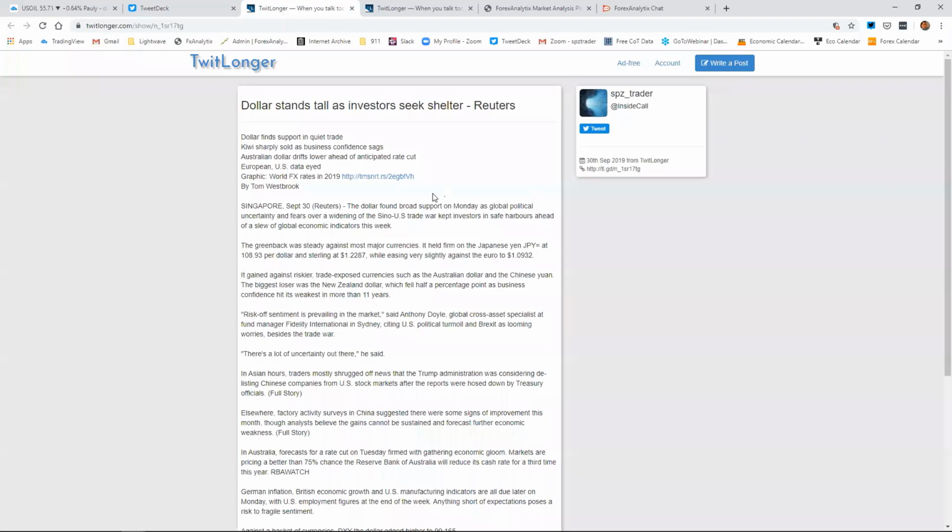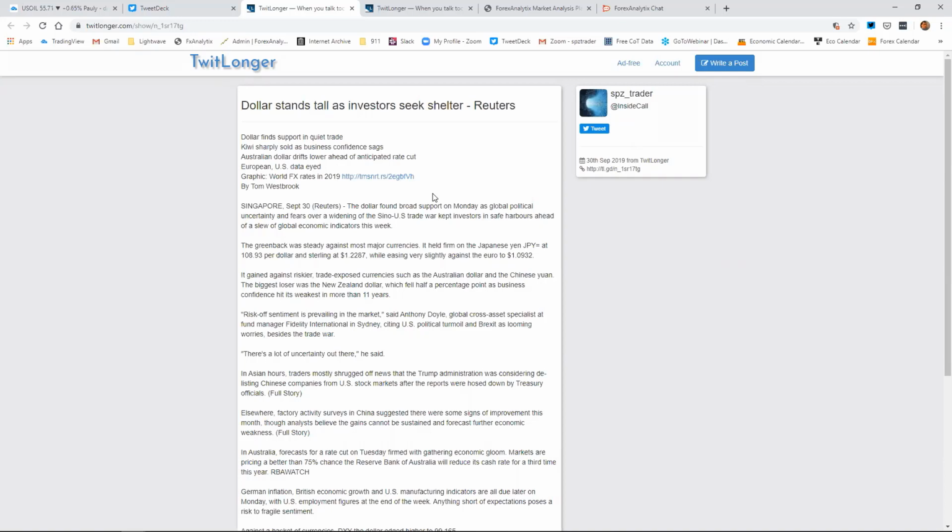So it says, the dollar stands tall as investors seek shelter. The dollar found broad support on Monday as global political uncertainty and fears over a widening of the Sino-U.S. trade war kept investors in safe harbors ahead of a slew of global economic indicators this week. The greenback was steady against most major currencies. It held firm on the Japanese yen at 108.93, and eased very slightly against the euro. It gained against riskier trade-exposed currencies such as the Aussie and the Chinese yuan, and the biggest loser was actually the New Zealand dollar, which fell half a percentage point as business confidence hit its weakest in more than 11 years.